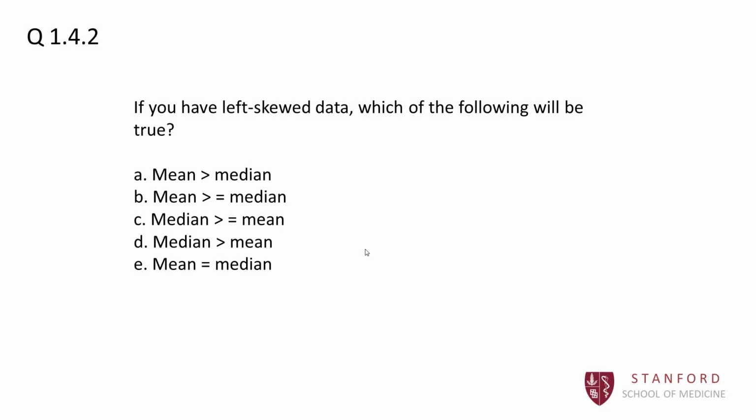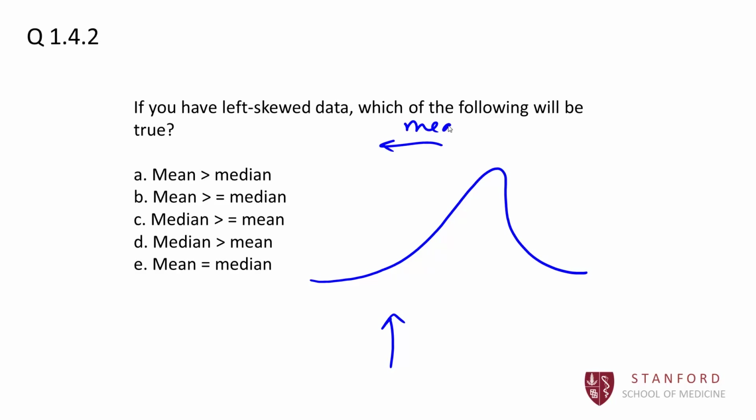So this question is asking us about left skewed data, and it's asking us to pick the true statement. As review, left skewed data would look something like this, where the tail on the left-hand side is a lot longer. What this is going to do to the distribution is shift the mean to the left. So the mean might be somewhere around here, the median might be somewhere around here, and just for completeness' sake, the mode would be at the top of the histogram.